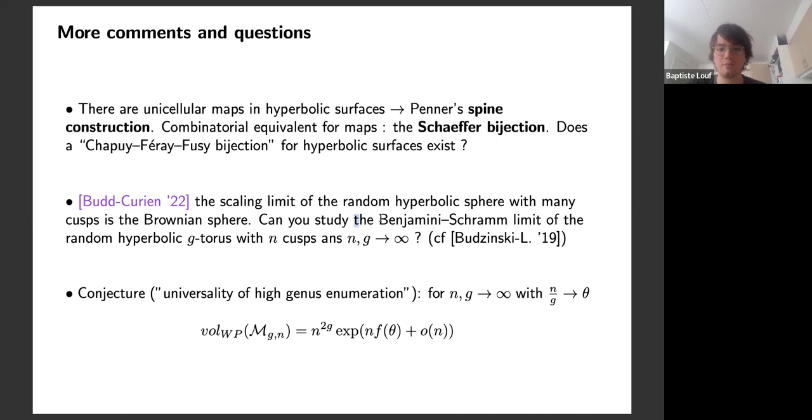Thomas and I believe that it's possible that there is a similar result, like the Spanier-Minichheim convergence, of this hyperbolic genus G torus with N cusps. However, we have no idea how it would work, but it seems reasonable to think that this would work. But if you want the fractal part, you need the cusps.